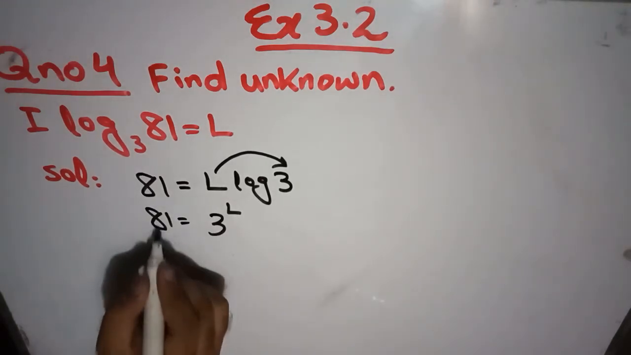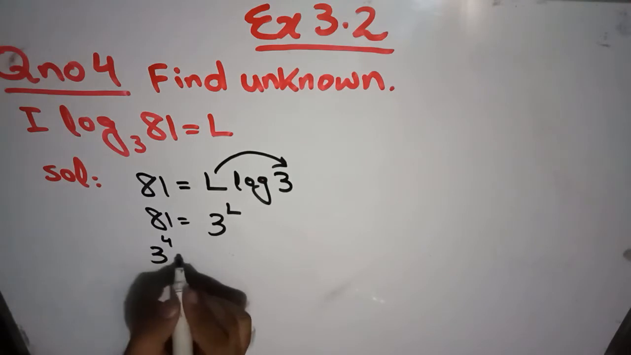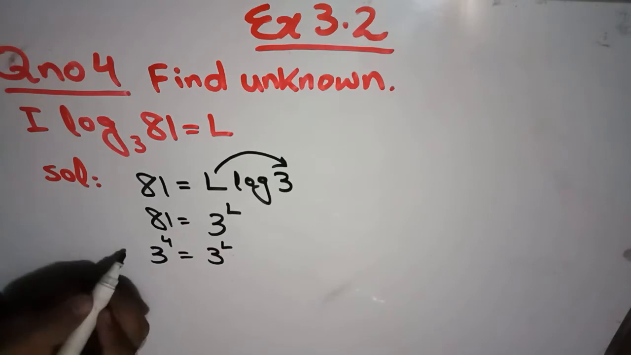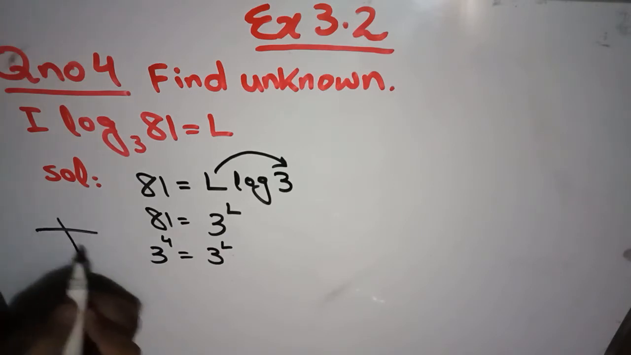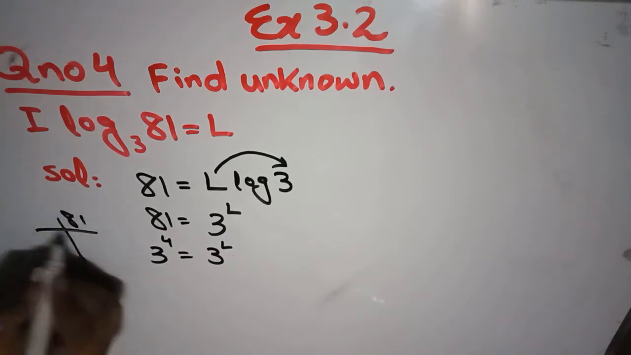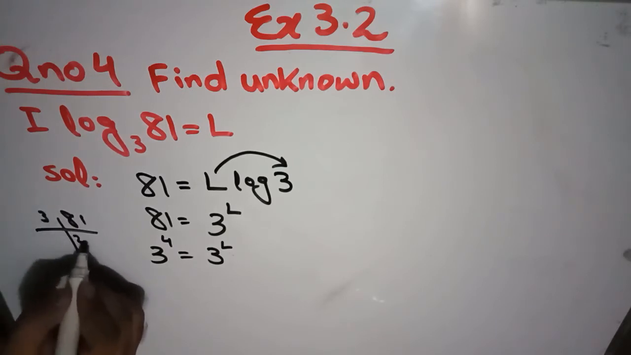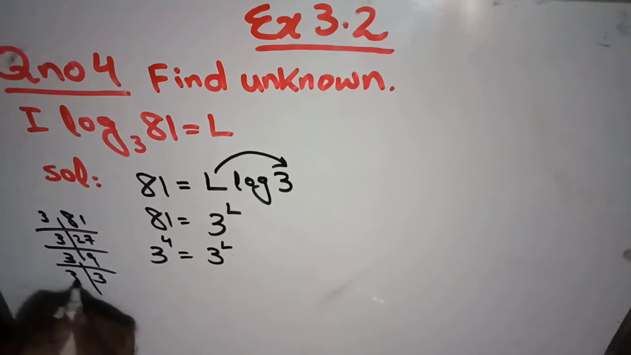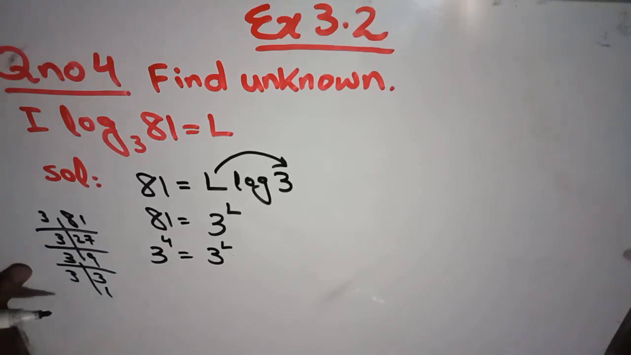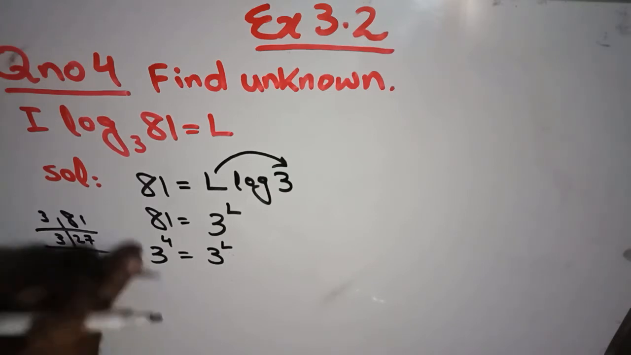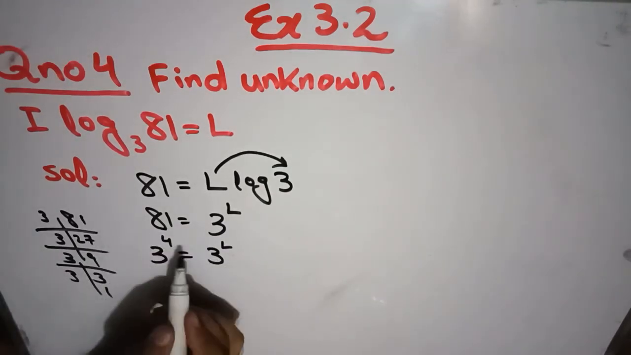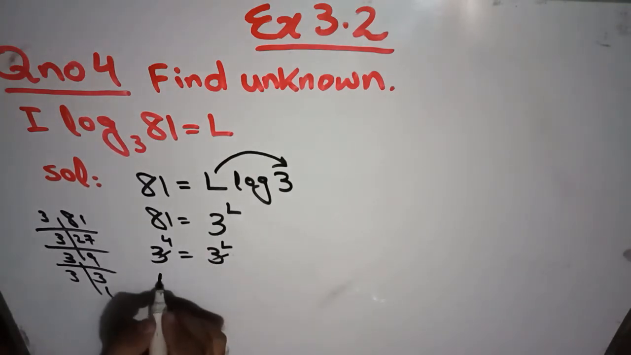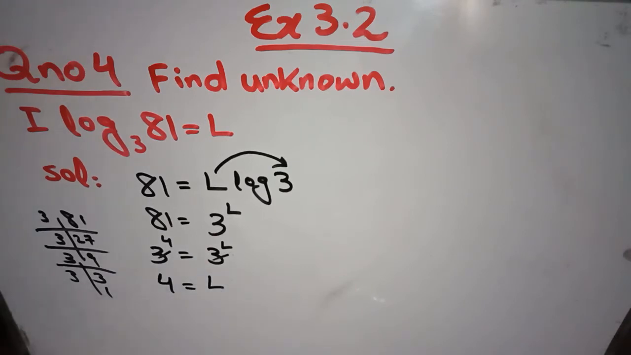I will write 81 as 3 to the power 4, and this is 3 to the power L. How is 81 equal to 3 to the power 4? In rough work you can find 3 2s are 6, 3 3s are 9, 3 9s are 27, 3 27s are 81. Now 3 to the power 4 is clearly shown to you. 3 to the power 4 is equal to 3 to the power L. So the base will be cut off, so L is equal to 4. This will be your answer.